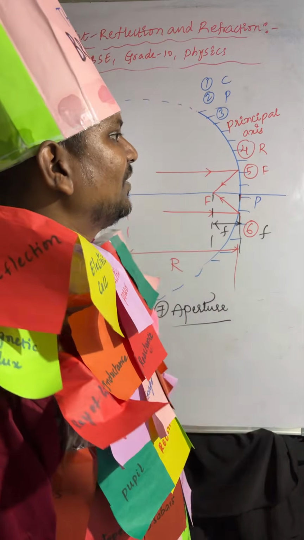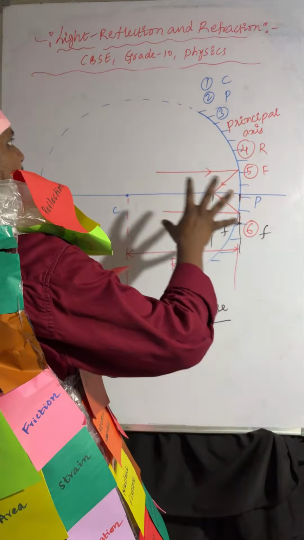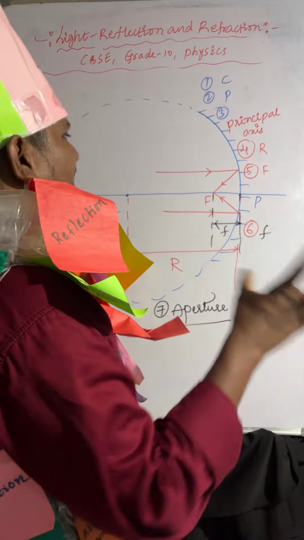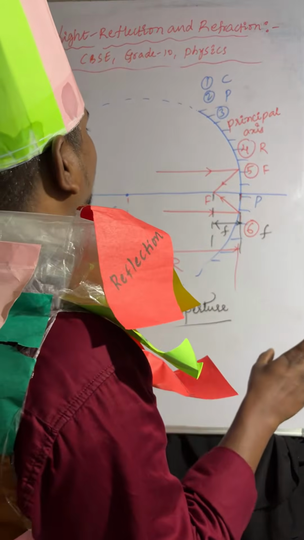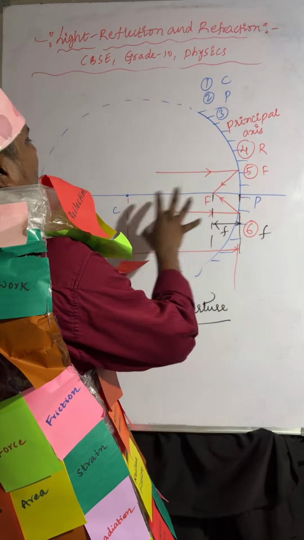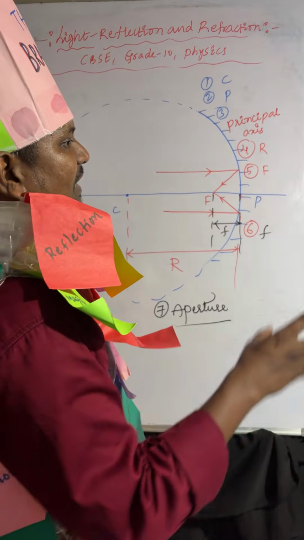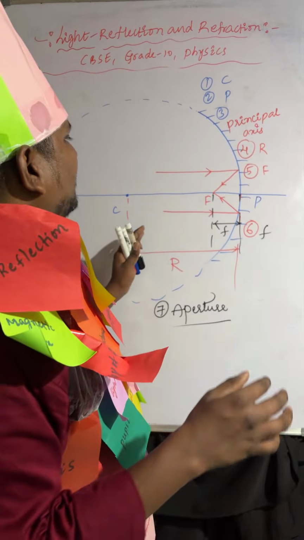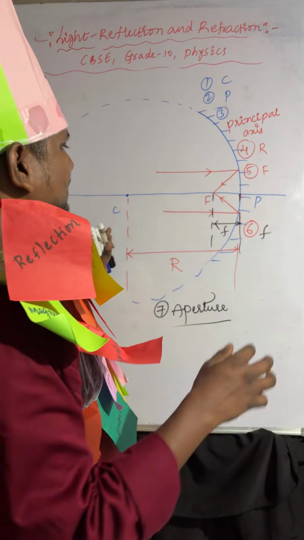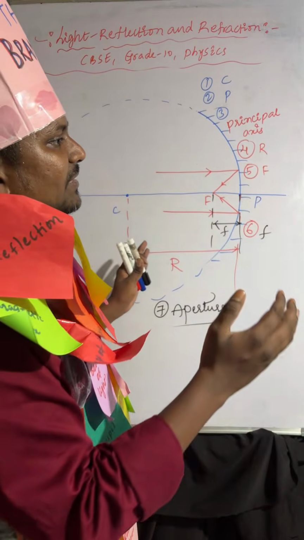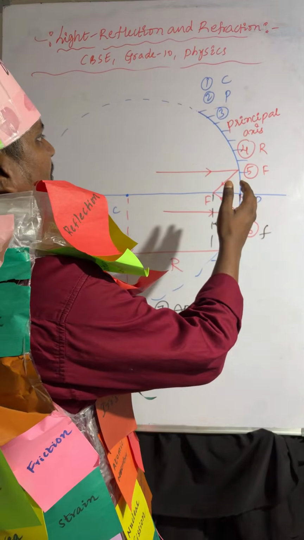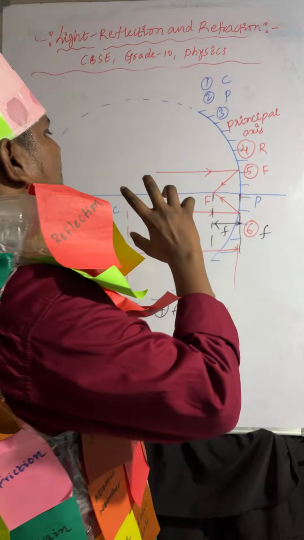So next, we'll discuss terms related to spherical mirrors. These are the terms: center of curvature, pole, principal axis, which is the line joining the center of curvature and pole. Coming to the radius of curvature, the distance between the center of curvature and pole is called the radius of curvature. And coming to the focus.